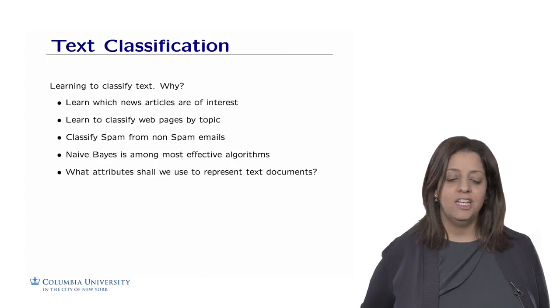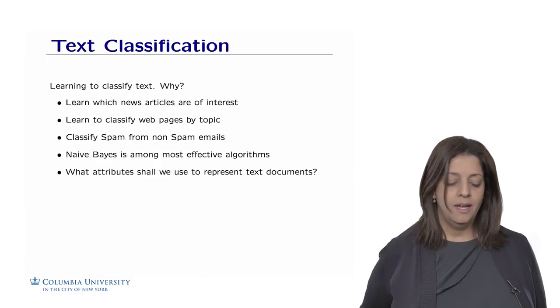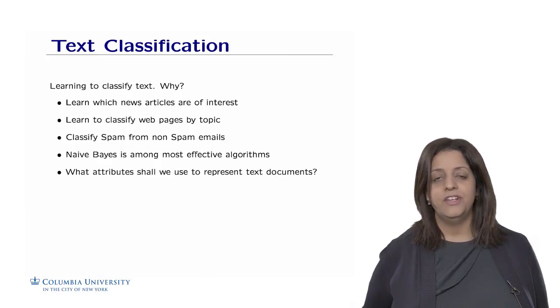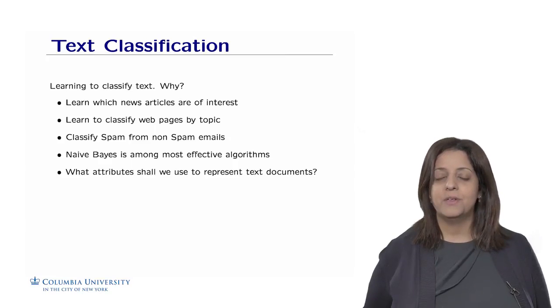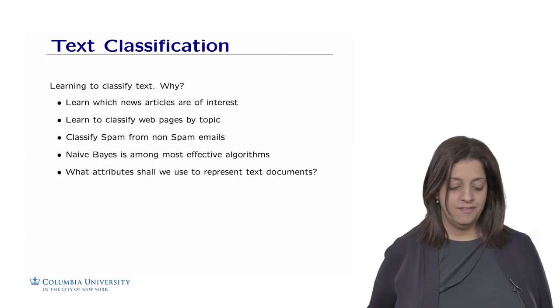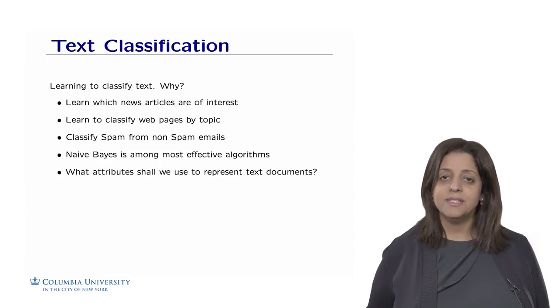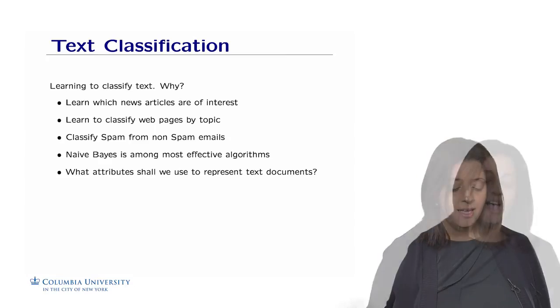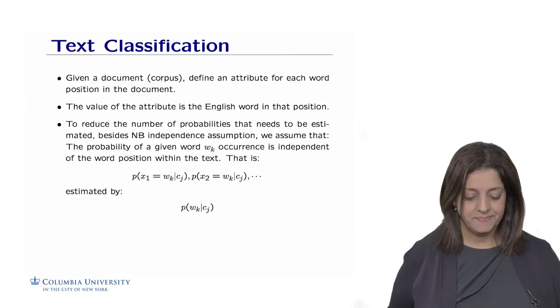Okay, so as I said, naive Bayes classifier is widely used in text classification. Why is that? Because learning which articles are of interest on the web is done by classification. How to classify web pages by topic, how to classify your emails as spam or non-spam, actually uses a lot the principle of naive Bayes classifier, which happens to be one of the most effective algorithms to filter your emails. A question is, what attributes should we use to represent text documents?